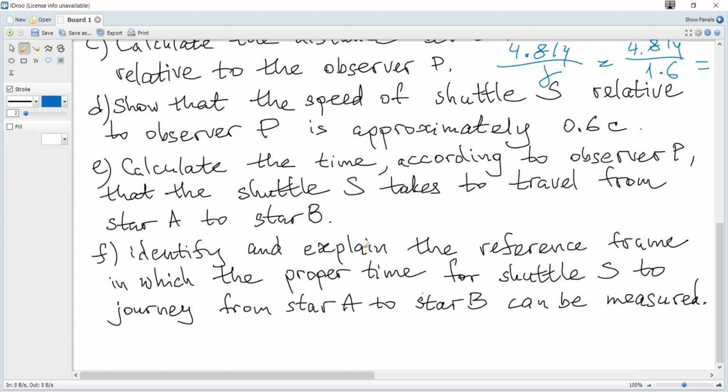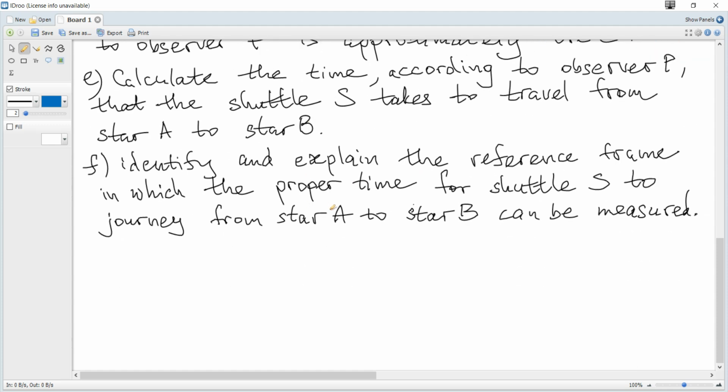The next, calculate the time according to observer P that the shuttle S takes to travel from star A to star B. There are 3 ways to calculate this time, and let's consider all 3 methods. The first method is to use a formula. It is given in the data booklet. Delta t primed is equal to gamma times delta t minus v delta x over c squared.